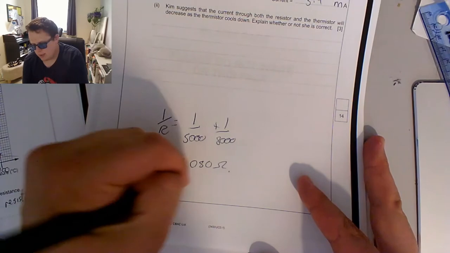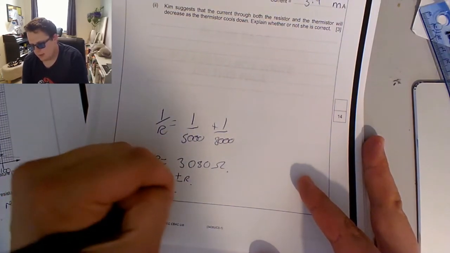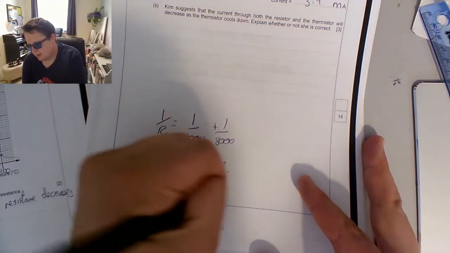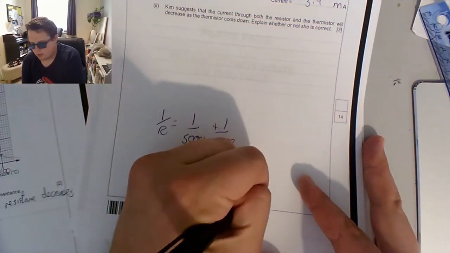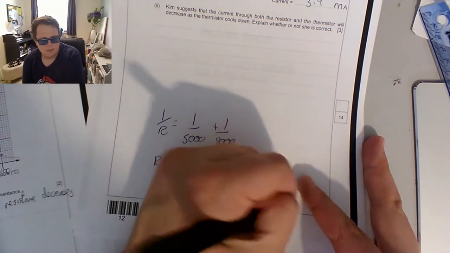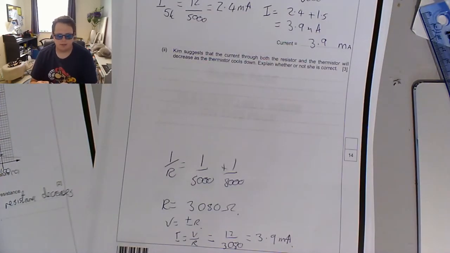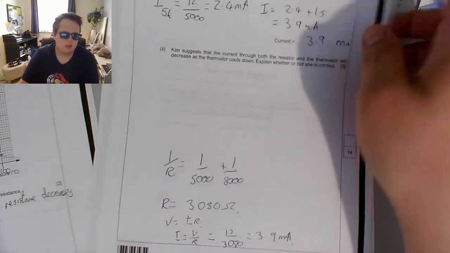V equals IR. So I equals V over R, which is 12 divided by 3,080, which also gives you your 3.9 milliamps. Both of these would have worked. In terms of the marks then, it's 5 marks. So what are the 5 marks?